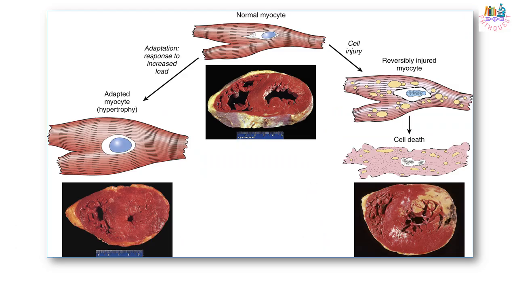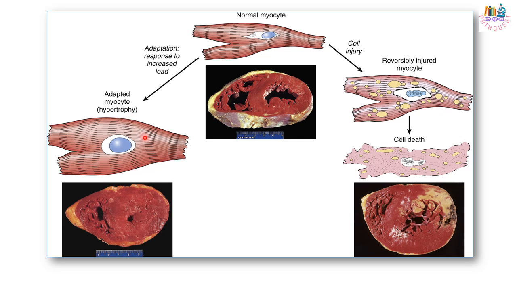In this picture, we can see different changes that can occur in the heart when it is exposed to different types of stimuli. So this is the normal myocyte or heart muscle cell, and this is the gross photo of the transverse section of the heart. So this is the left ventricle and this is the right ventricle. Now when this normal myocyte is exposed to increased demand, it tries to adapt itself and increases in size. That is called hypertrophy of the myocyte. An increase in the size of the cell is called hypertrophy.